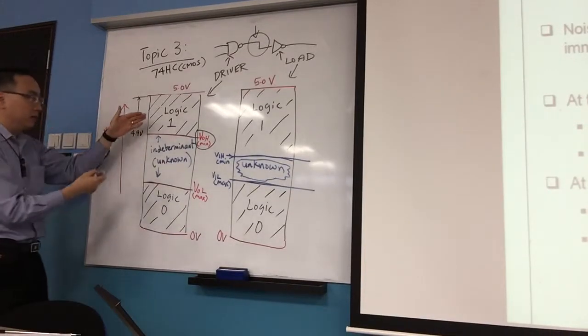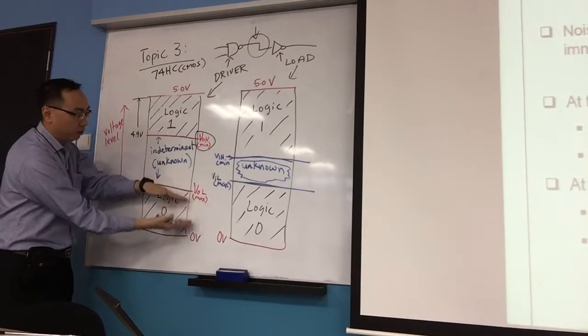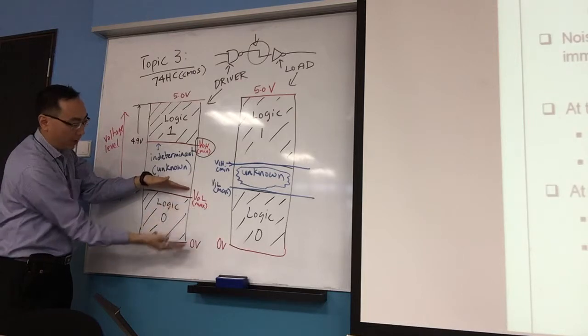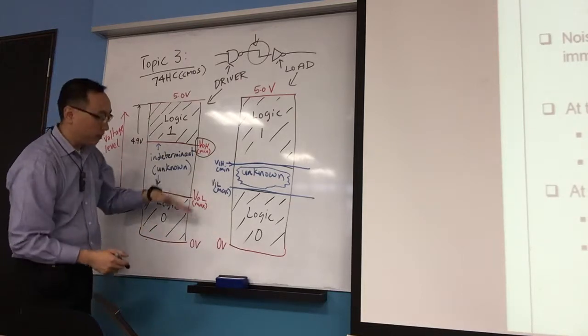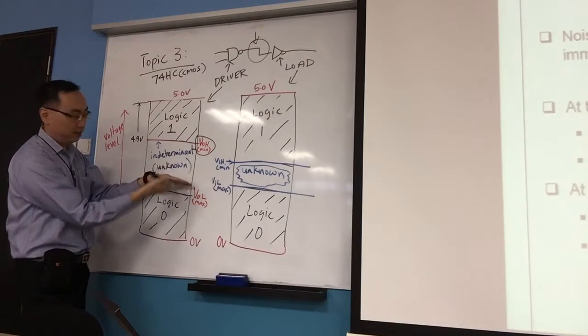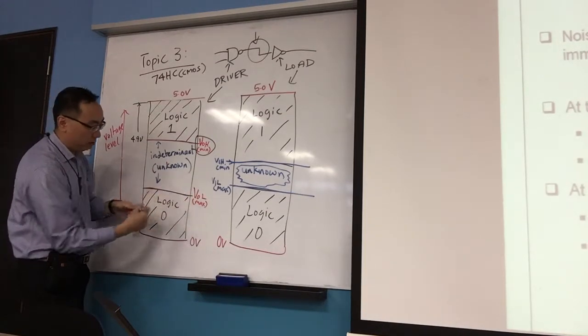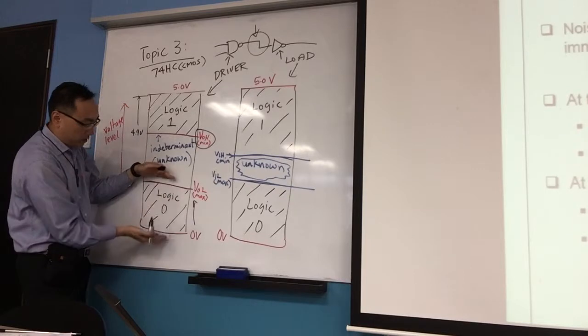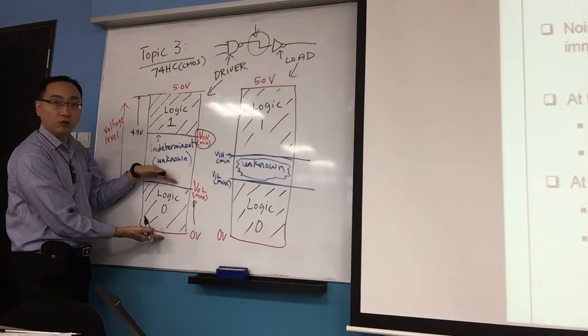Then similarly, you have this thing called the VOL max, the maximum before it will be classified as an unknown state. So from 0 to this point is classified as logic 0.